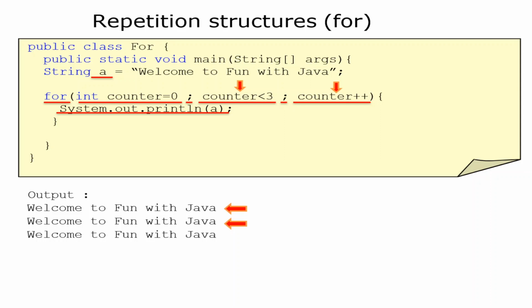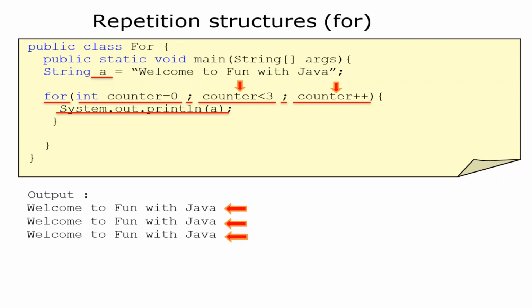And again, add 1 to the counter. Now our counter is 2. Is 2 less than 3? Yes. Print another welcome to fun with Java. And then you increase counter by 1. Now our counter is 3. Is 3 less than 3? No. So our program stops here.